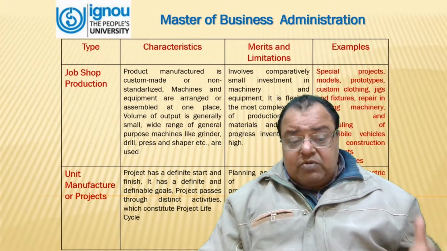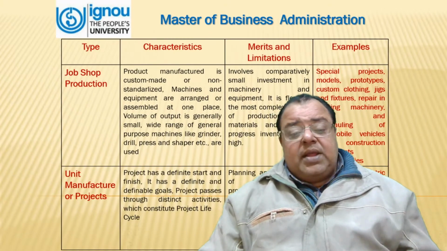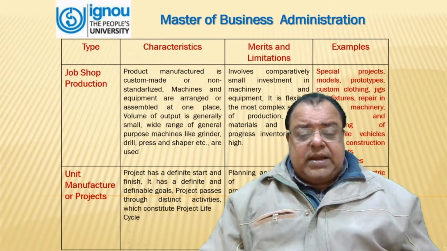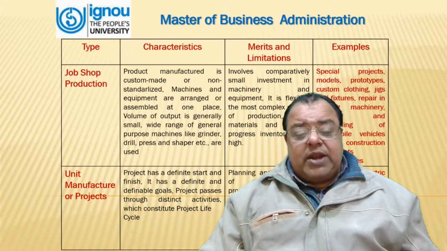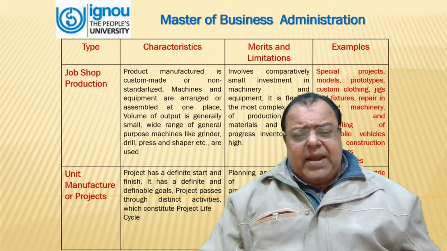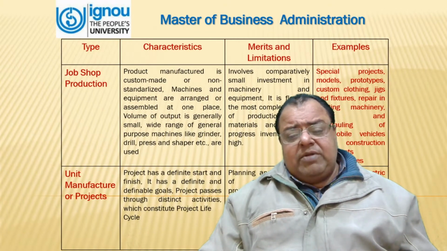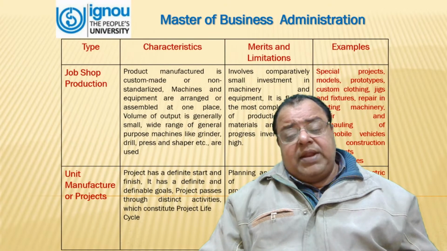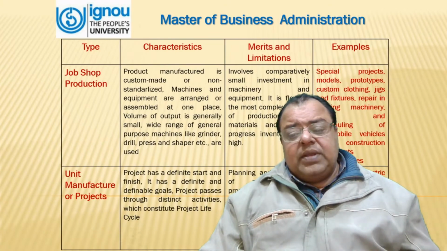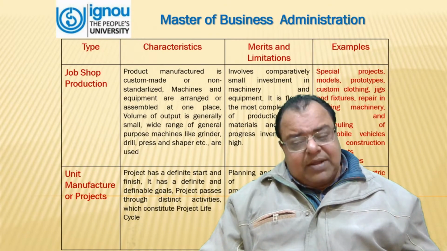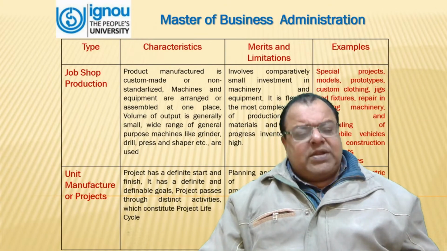And if we talk about the unit manufacture or projects, project has a definite start and finish. It has a definite and definable goal. Project passes through distinct activities which constitute project life cycle. As far as merits and limitations are concerned, planning and scheduling of activities and procurement functions are critical. Inventory is mainly concentrated in the product itself. Examples are shipbuilding, electric power plant, blast furnace, dam construction, boiler manufacturing, etc.